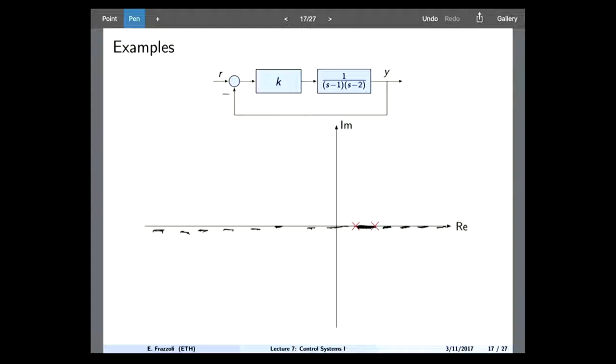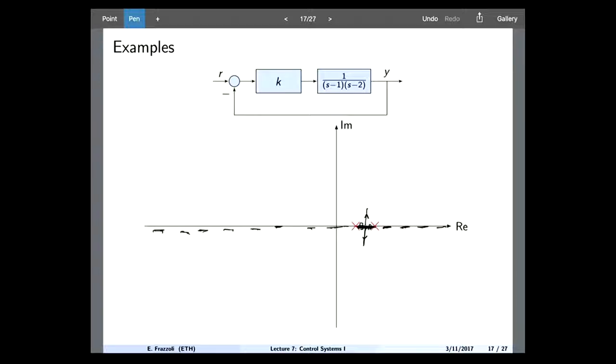Okay, so now what we have is the following. As I increase k from 0 to a small positive value, remember that the number of closed loop poles must be exactly the same as the number of open loop poles. So I will have two closed loop poles. One will be here, one will be here. I keep increasing k, and these two poles get closer and closer. At some point, they coincide. What will happen is that they will break away from the real axis.